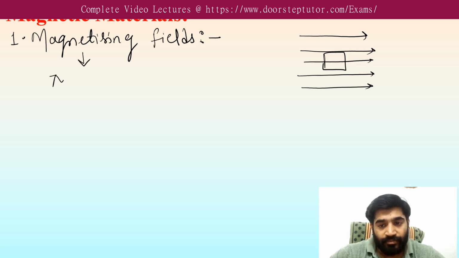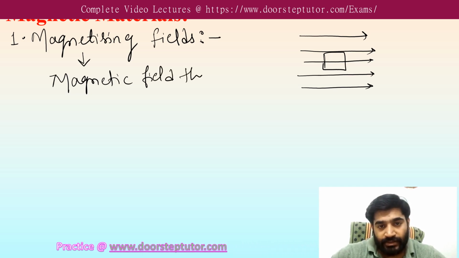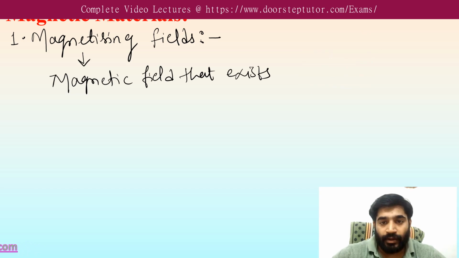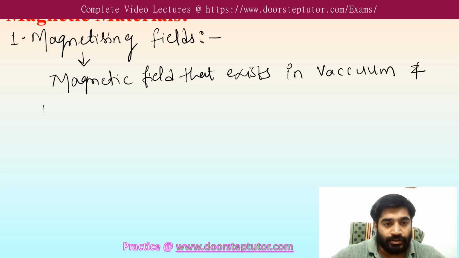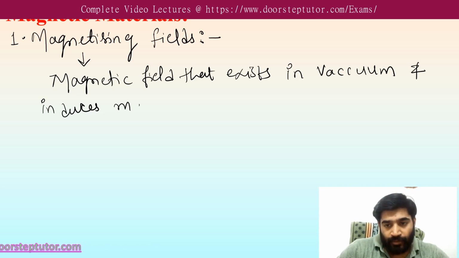It's a magnetic field that exists in vacuum and induces magnetism. As simple as that.